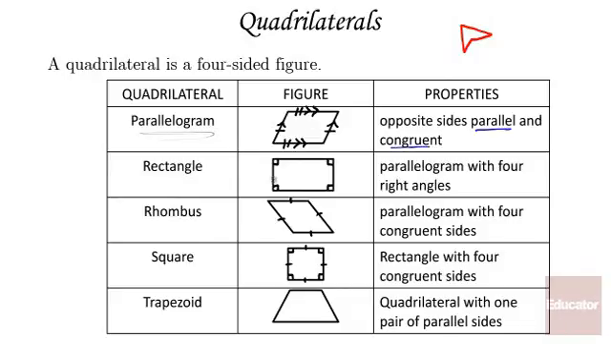Now, a type of parallelogram is a rectangle. A rectangle is a type of parallelogram because, right, parallelogram just says opposite sides parallel and congruent. Well, a rectangle has opposite sides parallel and congruent. So it's a parallelogram with four right angles. So it has all the properties of a parallelogram, plus it has four right angles. Okay, so opposite sides are parallel. These are parallel and congruent, and it has four right angles. Okay, so it's a special type of parallelogram.